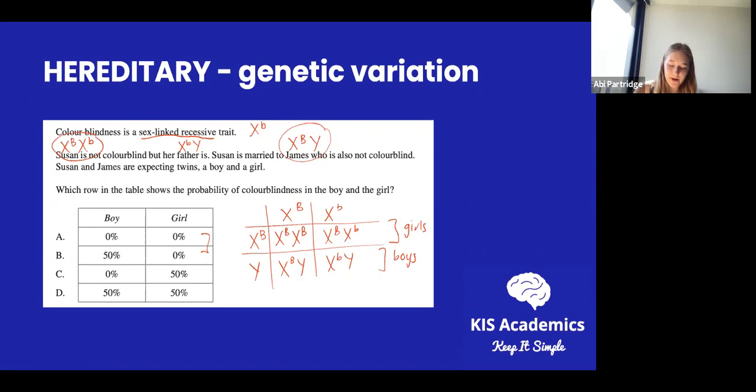And then if we look at the boys, we've got capital B for one of them and lowercase b for the other one. So the lowercase b we said before is the colorblind allele, which means that this boy will be colorblind, and this one will not. So it's got a 50-50% chance of colorblind. So the answer is B here. Hopefully everyone gets that one. And we'll move on to our next question.